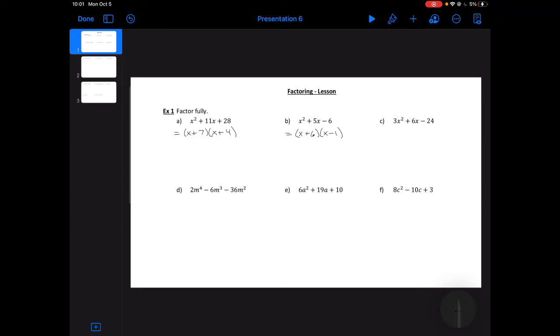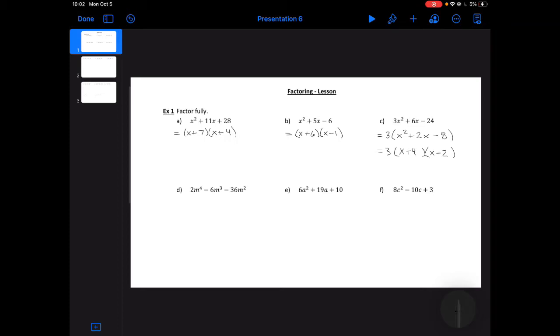Now here, this looks like a tricky trinomial, but what I would do first is factor out the 3. So then I get x squared plus 2x minus 8. And now I can factor my resulting simple trinomial by looking for two numbers that multiply to negative 8 and add to positive 2. Those two numbers are positive 4 and negative 2.